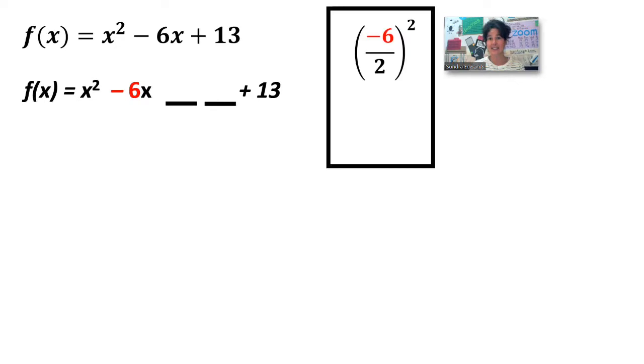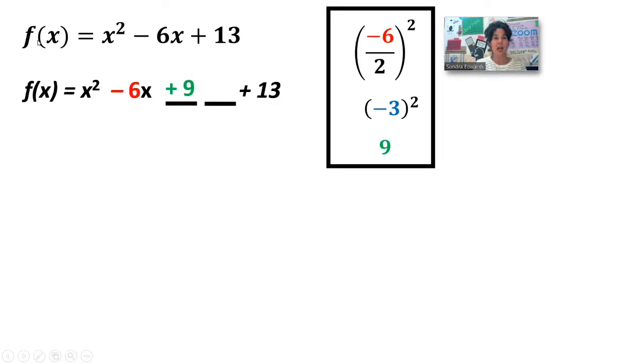We're going to take that 13 and slide it over to the side, because the 13 does not make this a perfect square. We need to think of a number that would make this a perfect square. So we take that negative 6 divided by 2 and square it. Negative 6 divided by 2 is negative 3. Negative 3 squared is 9. So the number that's going to make this a perfect square is positive 9.